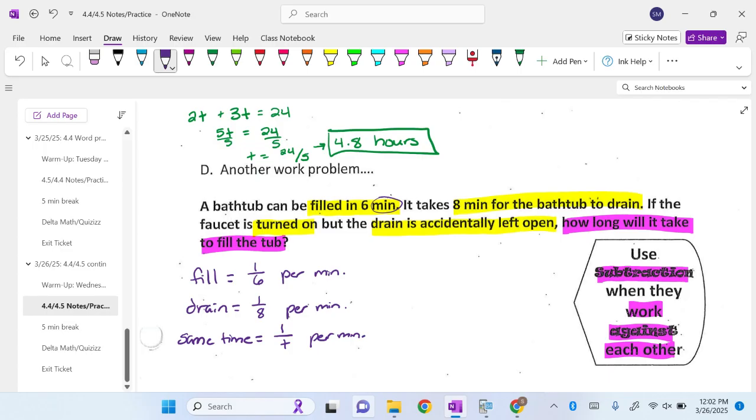But the question is, which one would go first? So let's think about this logically. If we want to know how long it would take to fill the tub, which number are we going to be subtracting, the 1/6 or the 1/8? The 1/8, because that's what we're draining out of it while it's filling. So our function would look something like this: 1/6 minus 1/8 is equal to 1 over t. All right, because we're trying to figure out how much got filled without it.